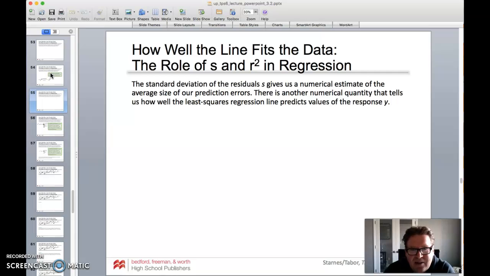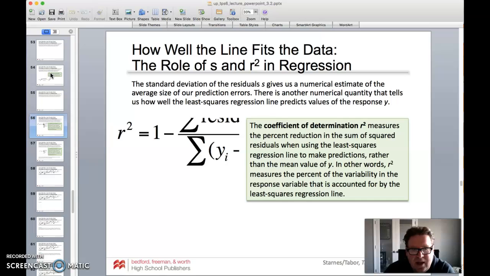Now, there's another measure that tells us how well the least squares regression line predicts those, and that's R-squared. The formula's there, but don't worry so much about that. The important thing is being able to interpret it, not so much calculate it. The coefficient of determination, what we call R-squared, measures the percent reduction in the sum of the squared residuals when using the least squares regression line to make predictions, rather than the mean of y.